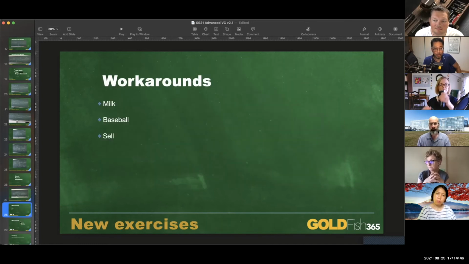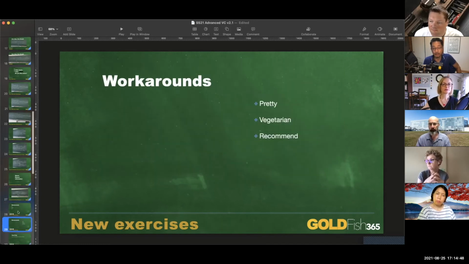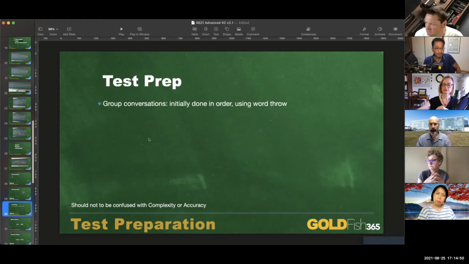I'm going to skip workarounds, although it was a really fun thing to do, just because we ran out of time, because I want to talk about how to prepare the tests. Unfortunately, I prepared an entire two years' worth of stuff that I was going to show you guys, but we just got to the end of the first semester. Test preparation. What do you do from here?